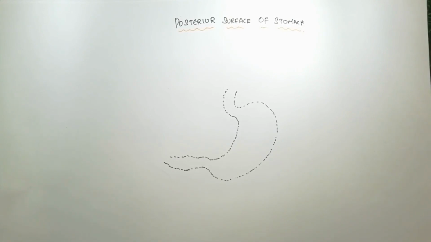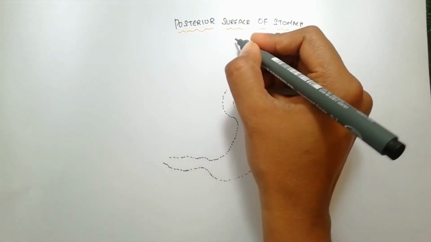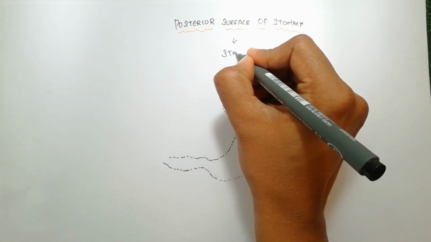Now we are going to see the posterior surface of the stomach. We have seen the anterior surface and the other parts such as the cardiac and pyloric parts and those details. Now we are going to move on to the posterior surface of the stomach, which is also known as the stomach bed structures, because this posterior surface is related to so many structures or viscera. So we are considering this posterior surface otherwise as the stomach bed.